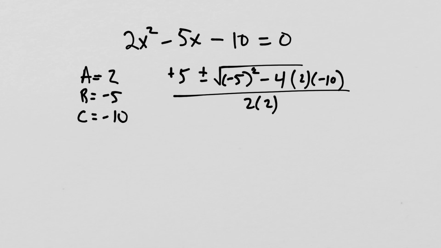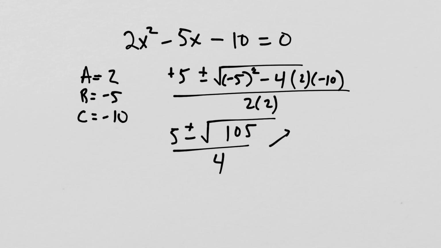So this becomes 5 plus or minus the square root of negative 5 squared, which is 25, minus 4 times 2 times negative 10. So what that winds up being is 105. On the bottom is 4. So now as we're solving this problem, we have the square root of 105. That doesn't work out nicely. All this means is this problem would not have factored.